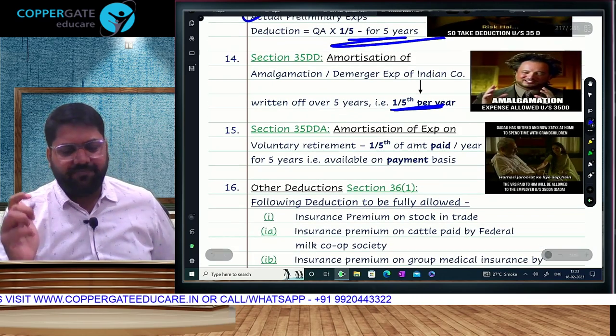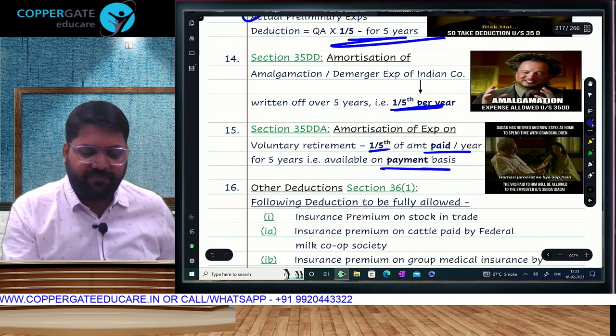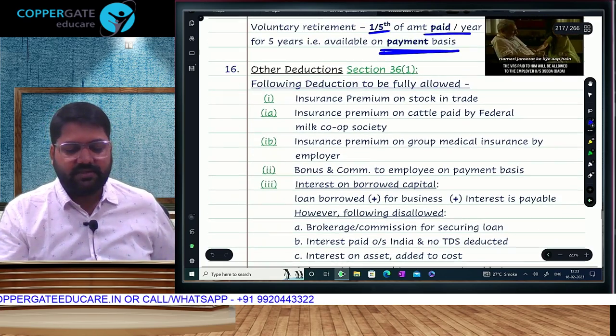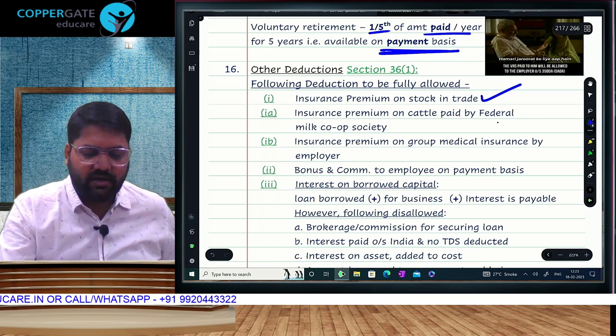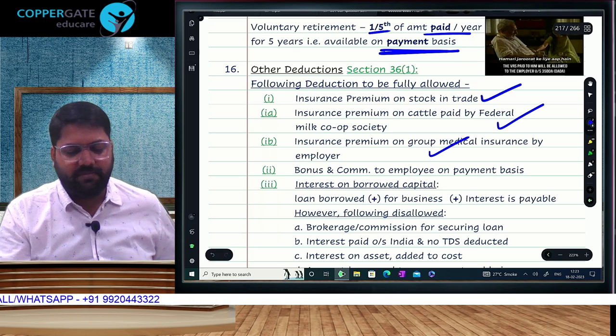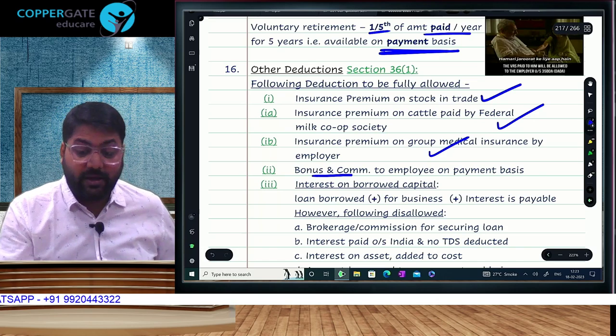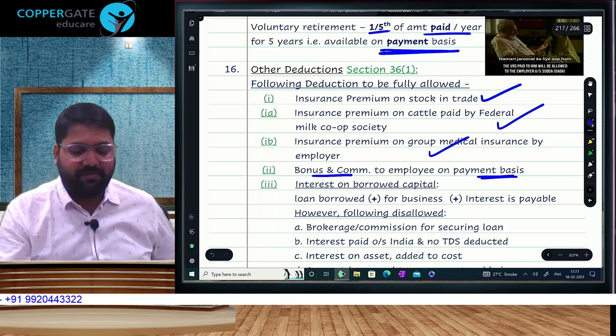Any expense where you have paid VRS to your employees, 1/5 over a period of 5 years, but only on payment basis. Now the one-line deductions in section 36. Insurance premium of your stock in trade, insurance premium paid by a milk society for life of cattle, insurance premium paid by employer, bonus and commission to employees, but 43B is applicable, so payment basis.